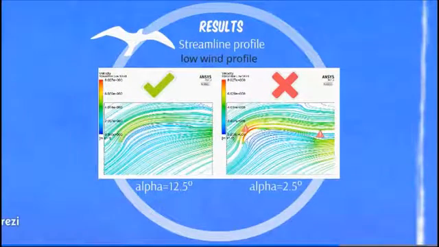If we now look at the actual results, the following solution is visible for the low wind profile. For an angle of 12.5 degrees, the flow is following the outline of the sail profile, where a velocity difference on the different sides of the sail is present. Overall, the flow is parallel to the sail cross-section. This is the optimal expected solution.